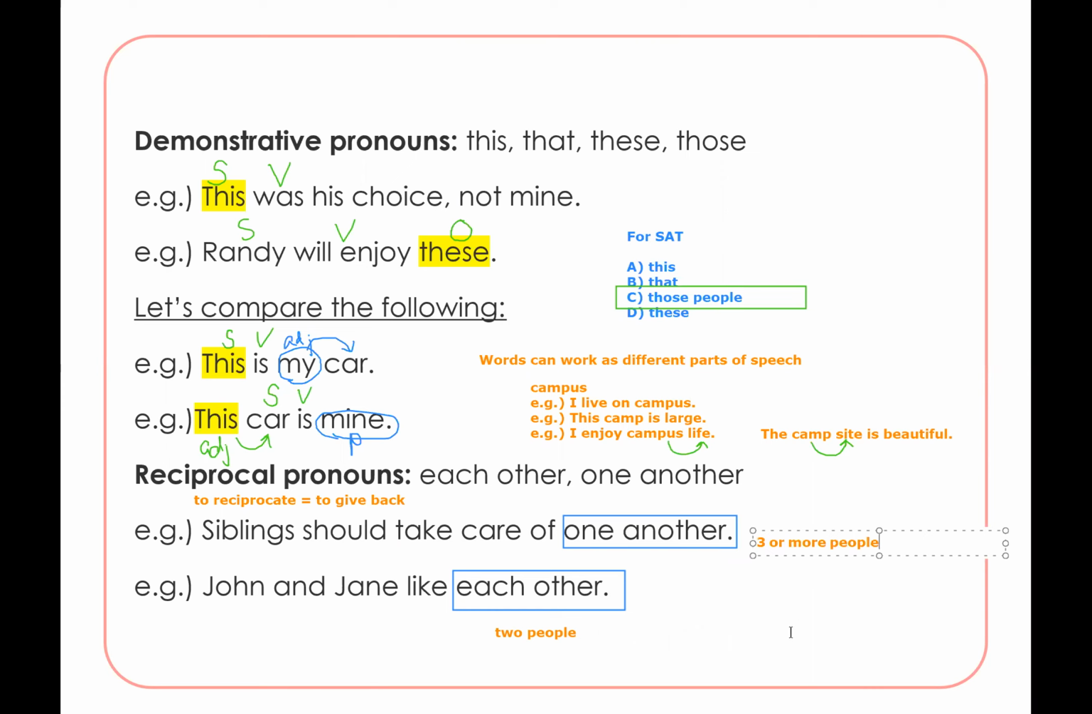Okay, so let's say today, if you're in a class of 20 students, right, I can say share your notes with one another, discuss with one another. Whereas if you are working in pairs in groups of two, I can say discuss with each other.